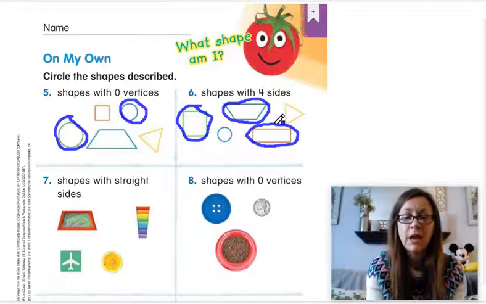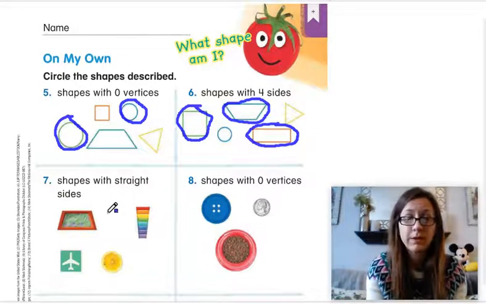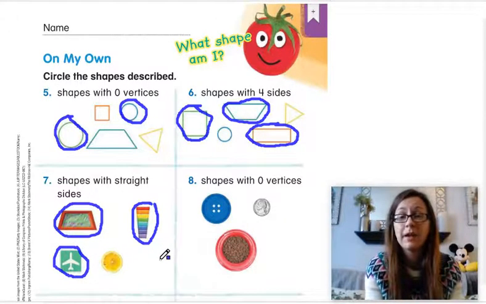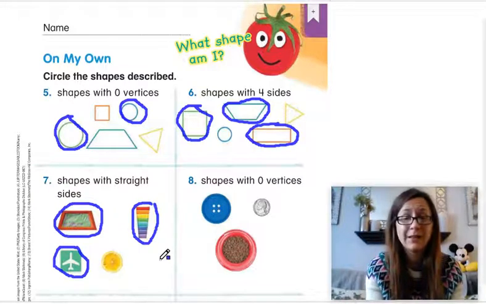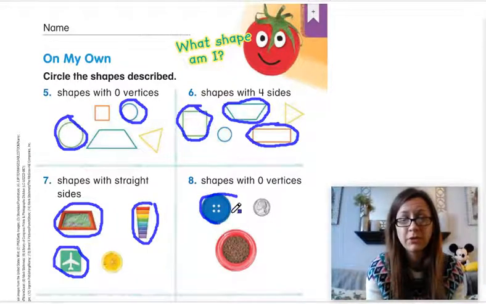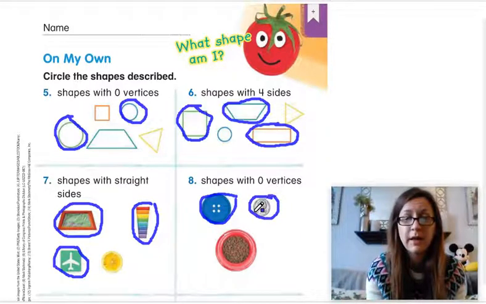Number 7, shapes with straight sides. So again, any shape that has a straight side, you're going to circle. So we have the trapezoid that has straight sides. We have 2 trapezoids here. And then the square. Number 8, shapes with 0 vertices. All of these shapes here have 0 vertices. So the button is in the shape of a circle. The nickel is in the shape of a circle. And the dog bowl is also in the shape of a circle here.